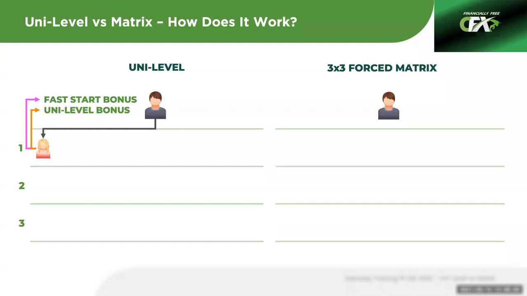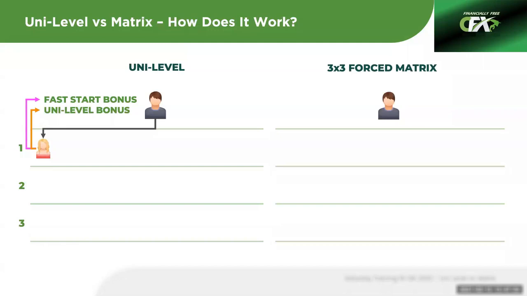Obviously, down the levels, you get slightly different percentages. So at level 5 and 6, you get 20%. But obviously, you only get uni level down there because it's level 5 and 6. You're only ever going to get the fast start bonus on the people that you personally introduce.